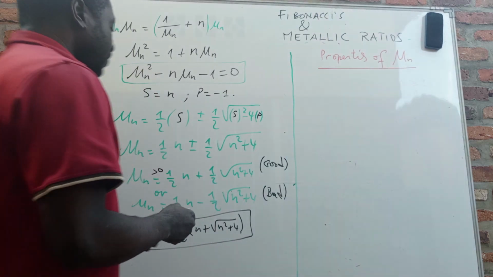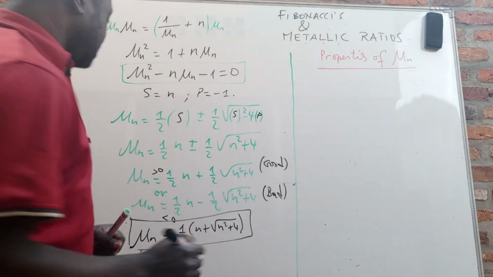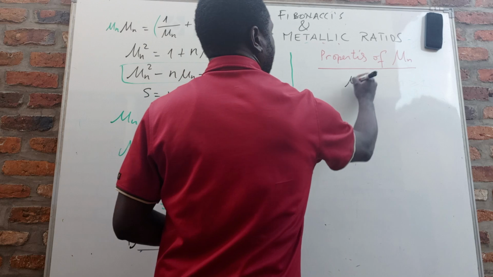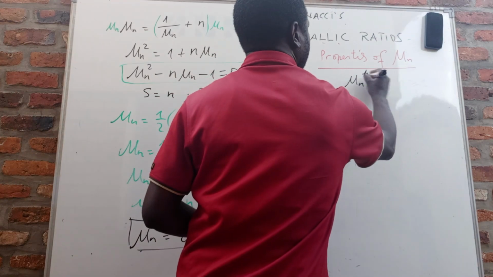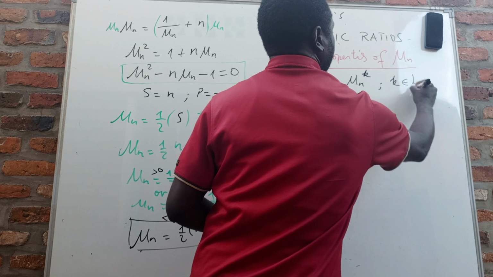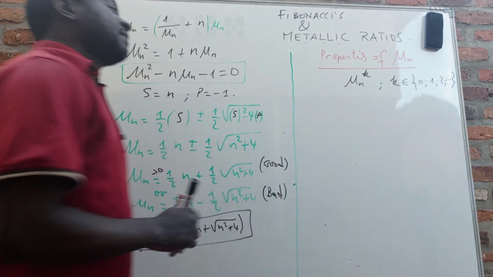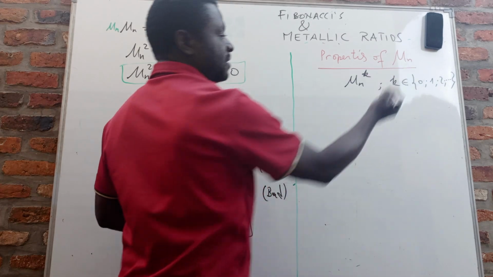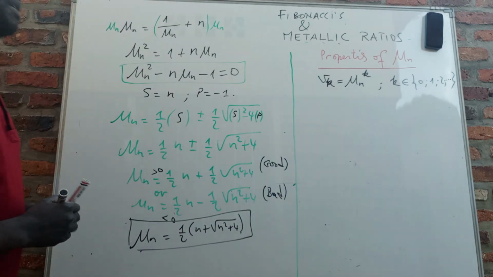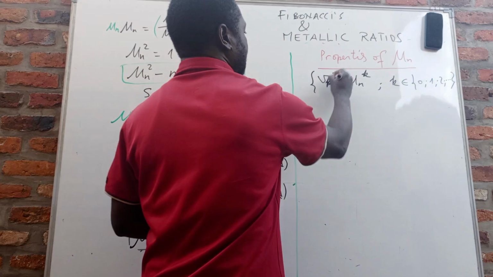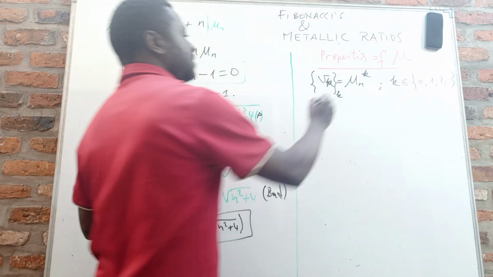So one of the properties is common to all positive numbers. When you take a positive number like this ratio and you raise it to any power k, starting from 0 and so on, in this case it becomes a geometric sequence, where index is k. The numbers form a geometric sequence.